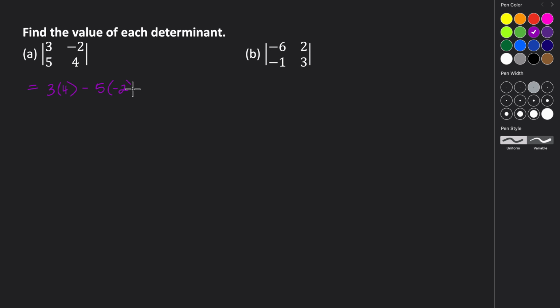5 times negative 2. So 3 times 4, that is 12. Negative 5 times negative 2, that's going to be positive 10. 12 plus 10 is 22. So the value of this determinant is 22.